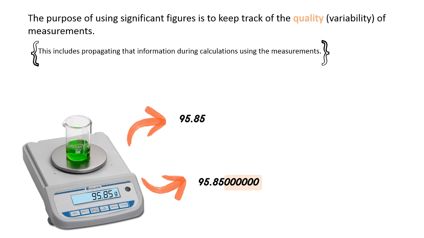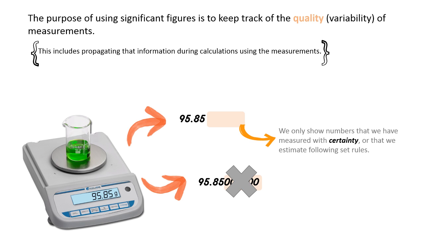So I can't make up or add reliability to a number if it's not there. Right? So if I were to add all those zeros, I would be changing the significant figures in my answer. Right? So the scale really tells me it's 95.85. I can't just go throwing on all those zeros. So by choosing to only put two decimal places, I'm making a statement about how sure I am about the mass of that green liquid.